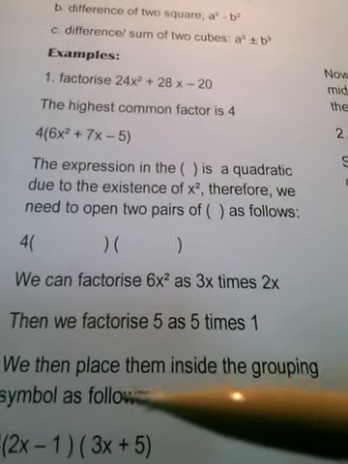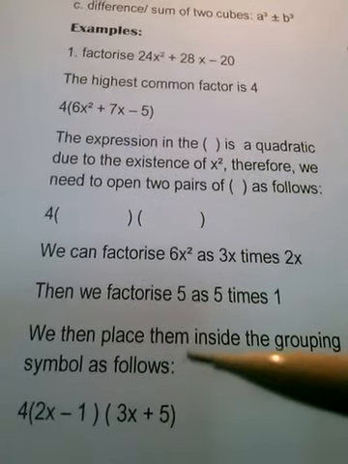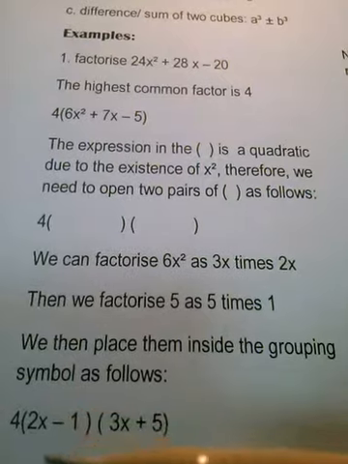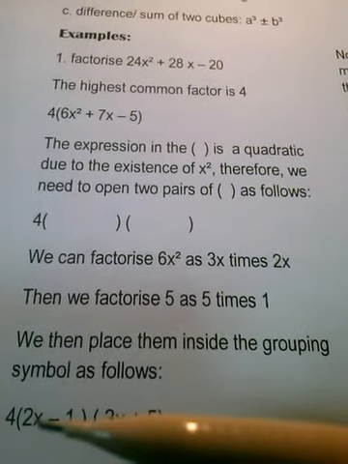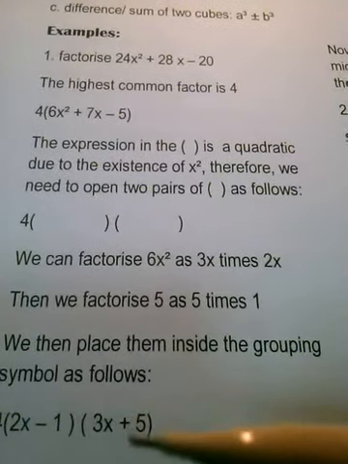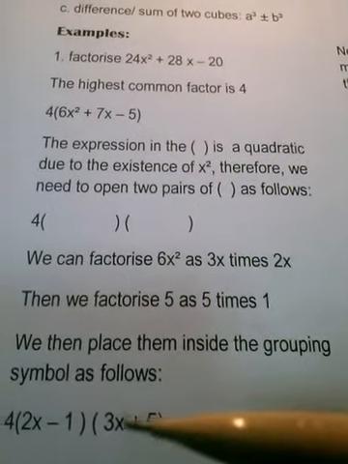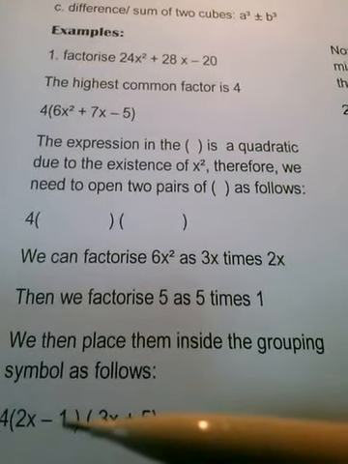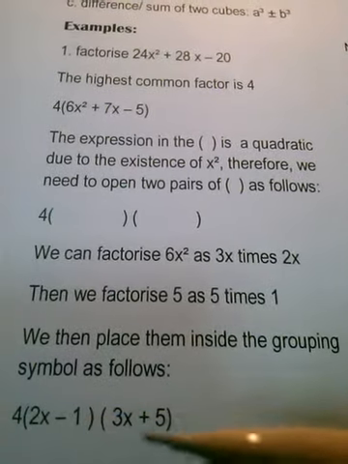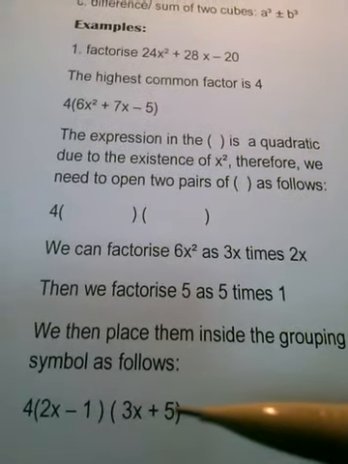Now, we place them inside the grouping symbols as follows. So we copy the 4 again, and we put 2x in as the first term in the first pair of brackets, and then we put 3x as the first term in the second pair of brackets, and we put 1 in as the second term here, and 5 as the second term in the second pair of brackets.